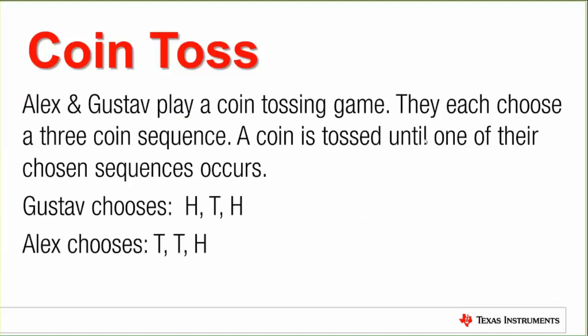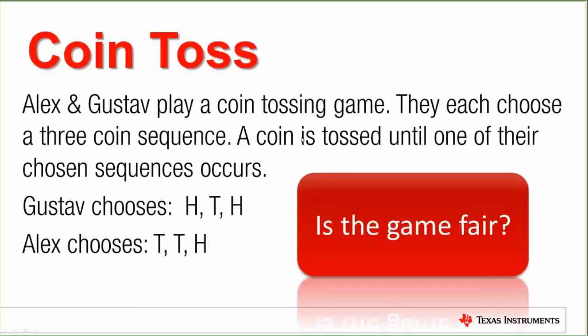So here's our problem. Alex and Gustav are playing a coin-tossing game. They each choose a 3-coin sequence, and a single coin is tossed until one of their sequences occurs. So Gustav says, I'd like to win on head, tail, head, and Alex would like to win on tail, tail, head. So when one of those sequences comes up, and the coin continues to be tossed until it does, one of those 2 boys will win. So our simple question is, is this game fair?